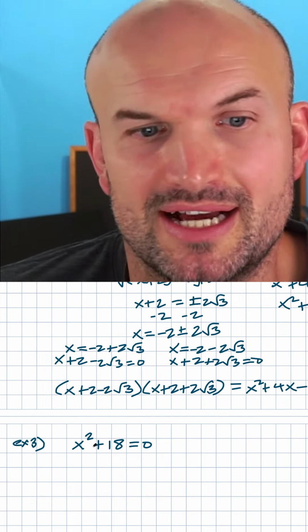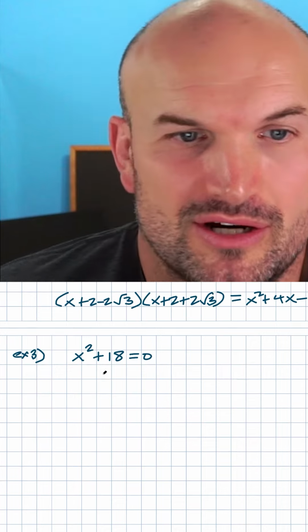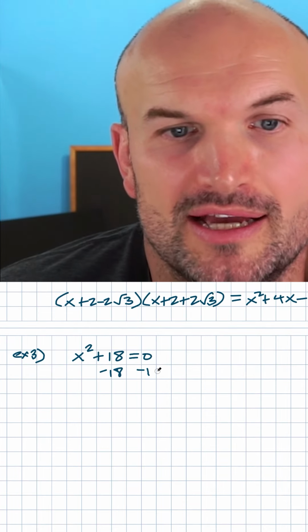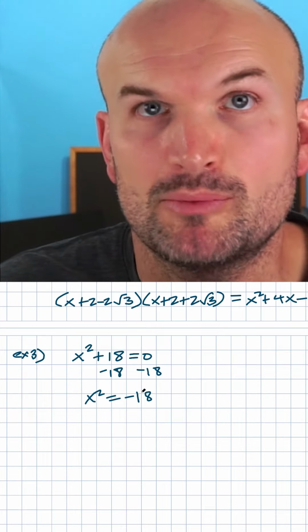Okay, in this example, we recognize here we have an x squared plus 18, and if you're like, well, let's just use our inverse operations, right? So we'll go ahead and subtract the 18 on both sides, and I get x squared equals negative 18. But hopefully you recognize here we come up with a problem, right?